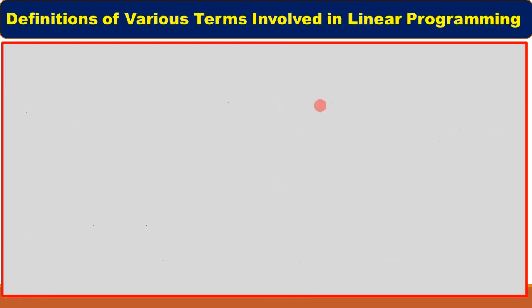Now let us consider the second article in this video. It is the definitions of various terms involved in linear programming. The terms that we are going to discuss in this lecture are: what is meant by linear, what is meant by programming, what is meant by constraints, what is meant by objective function, what is meant by non-negativity restrictions, like this, because these terms are required in the next article.